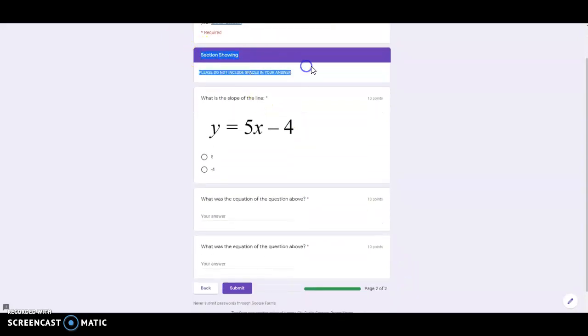This will always have an important piece of information for short answers unless I specify otherwise. Please do not include spaces. We'll talk about that down here, but let's start in multiple choice.